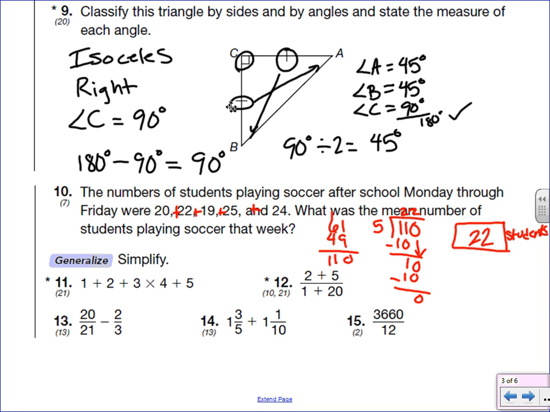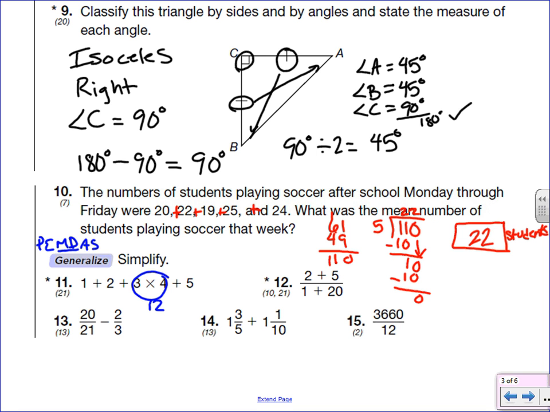Simplify just means find the answer, and in problem number 11, it's testing order of operations knowledge. And remember that we have please excuse my dear Aunt Sally. So I don't see any parentheses or exponents in number 1, but I do see multiplication, and multiplication comes before the addition. So that tells me to do 3 times 4 first, which would give me 12.